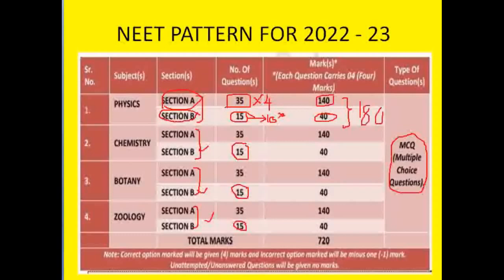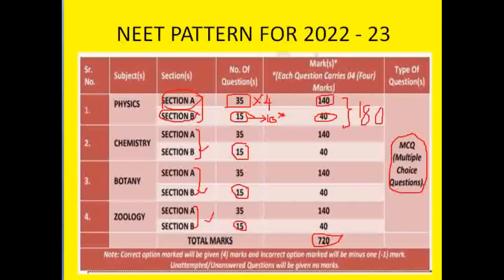Likewise in chemistry, botany and zoology. So the total mark will be 720.